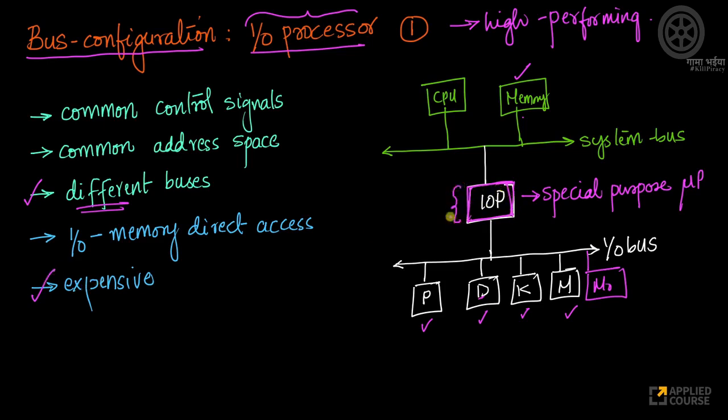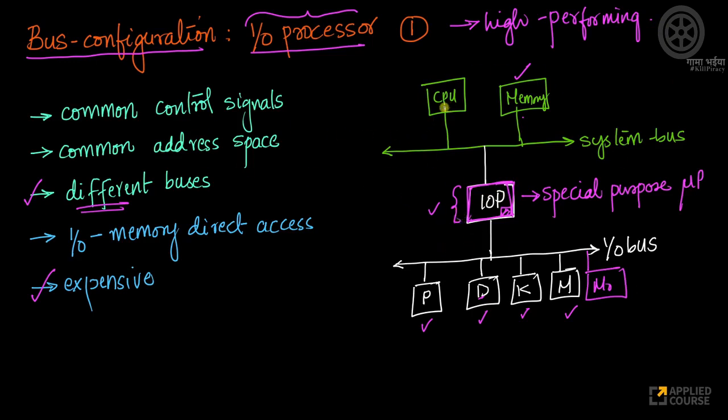This could be a full-fledged microprocessor with some registers in it. This could be a very complex microprocessor unto itself, but it's a specially designed microprocessor to handle all of your IO stuff, right? So again, this is expensive. This is used in high performance systems. It's expensive, but the way the whole thing works is this.